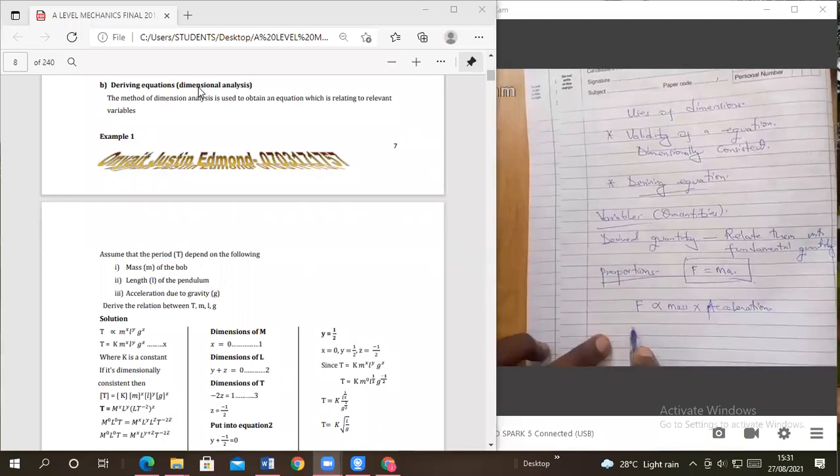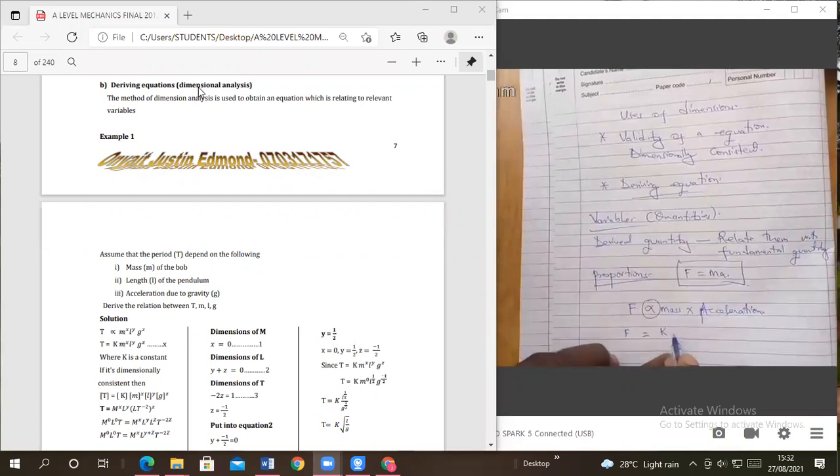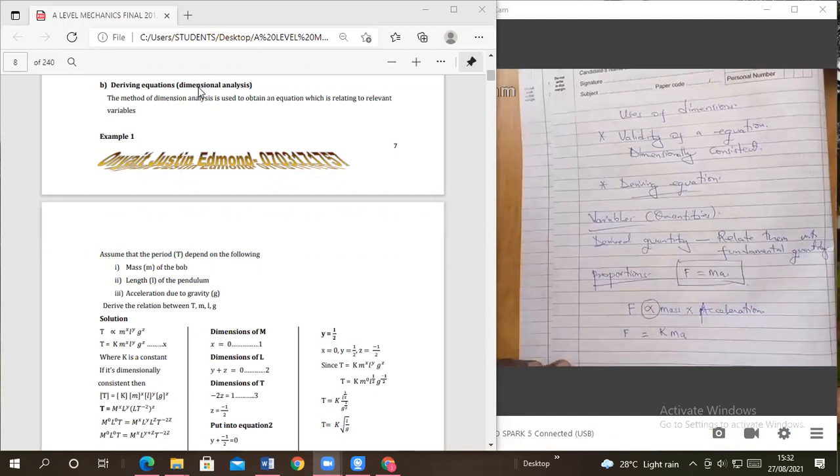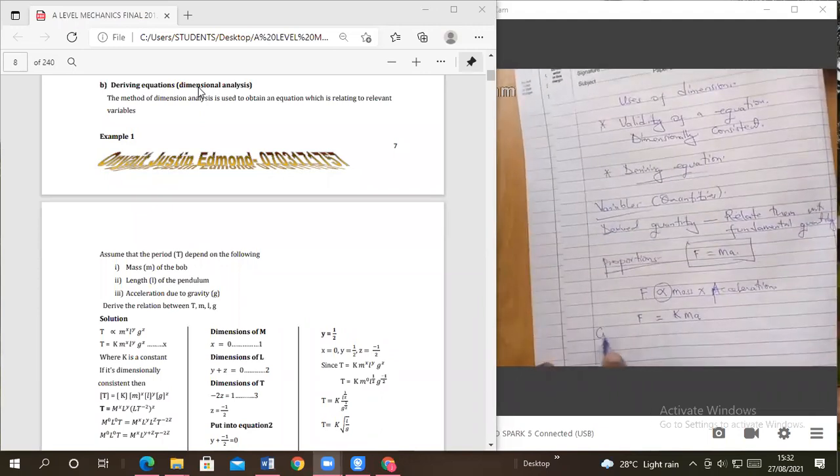So which means I will say F is equal to, then I have to remove this proportionality sign with a proportionality constant K. We can introduce a constant K. So now the form will become K M A. Now using dimension, I will first find the value of K. I will find the dimension of each of them. Then after getting the dimension of each of them, I start comparing dimensions.